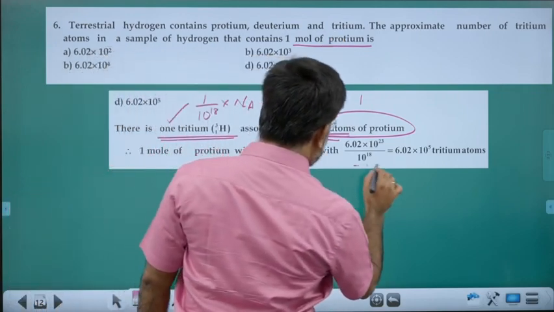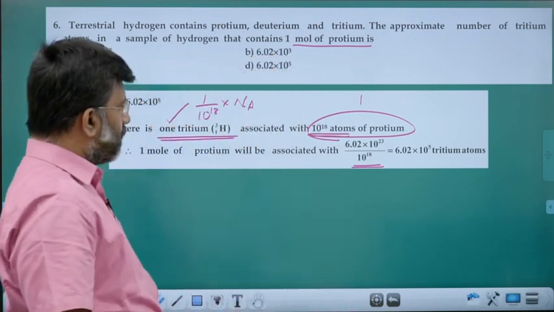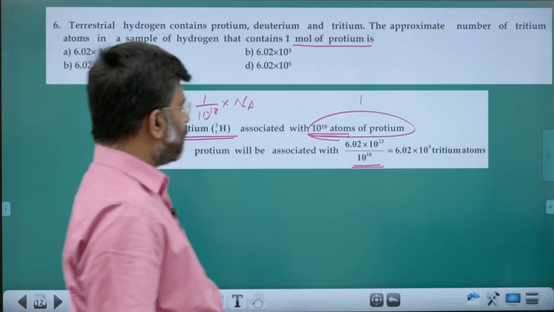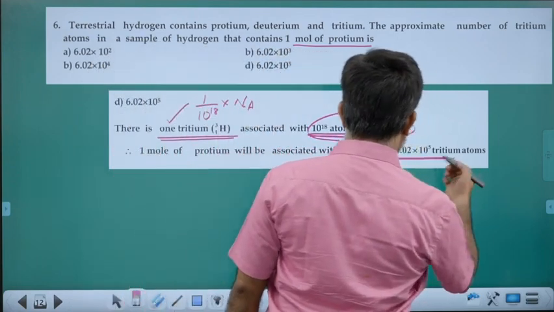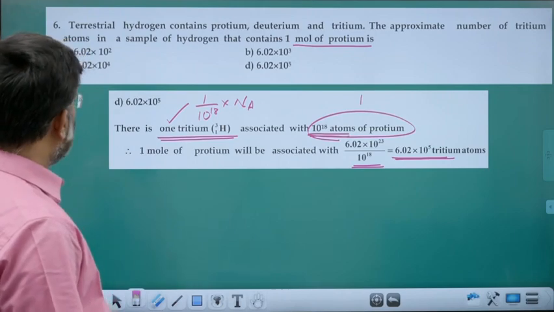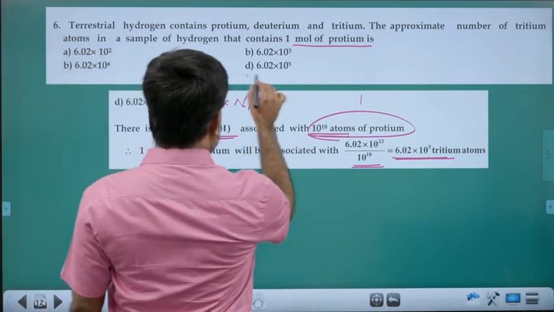And this is the answer: Avogadro number divided by 10 power 18. You will get this many atoms of tritium. And the answer will be option D.